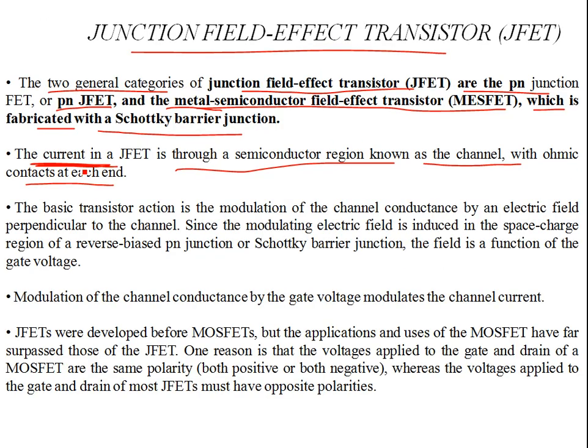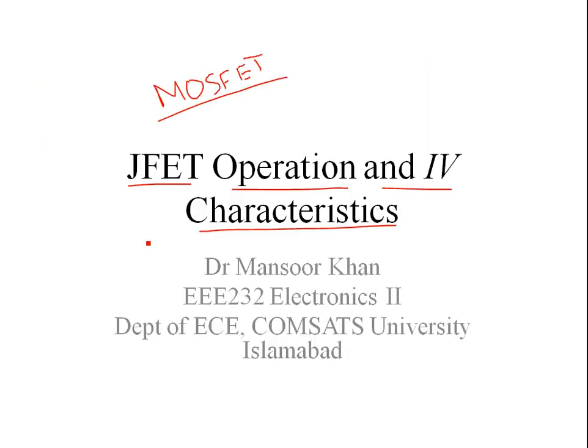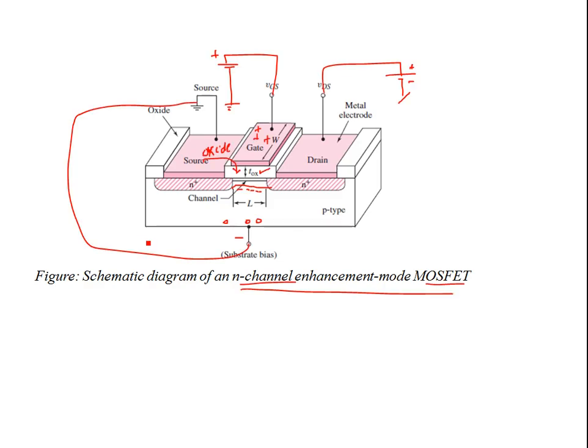Now you see, the basic transistor action is the modulation of the channel conductance by an electric field, and this electric field is perpendicular to the channel. So what it means is, again, if you look at this construction, even in MOSFETs the field that you apply at the gate is perpendicular to the channel, right?